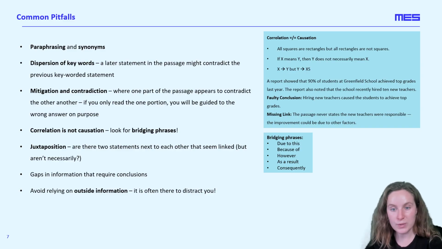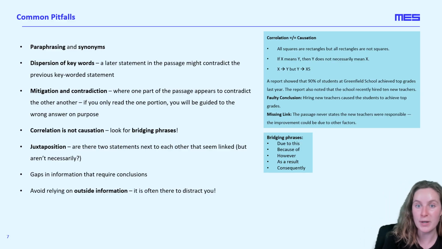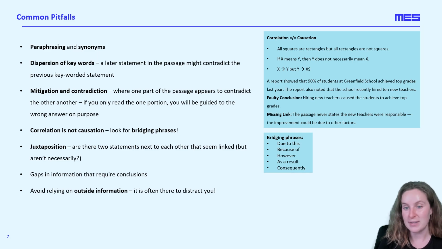Similarly, correlation is not causation, so you've got to take the information you have and ensure that you're only concluding things that you know can be concluded. The famous phrase to remember correlation is not causation is that all squares are rectangles, but all rectangles are not squares. Because a square is a type of rectangle, it fits under the umbrella of rectangles. So every square is a rectangle itself, but there are lots of different kinds of rectangles. Squares are one, but just because something is a rectangle doesn't mean it is also a square.